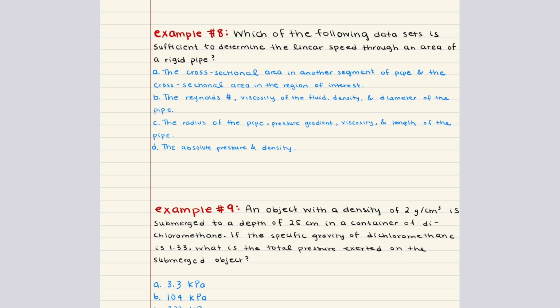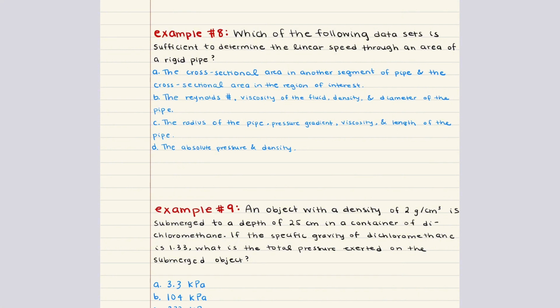B says the Reynolds number, viscosity of the fluid, density, and the diameter of the pipe. Now, this could be used to determine the critical speed at which turbulent flow begins, but there's no indication that there is turbulent flow. So B is not the correct answer either. C says the radius of the pipe, the pressure gradient, viscosity, and the length of the pipe. Now, this is the correct answer. This information would be sufficient to determine the flow rate through Poiseuille's law, and then that can be used to determine the linear speed by dividing by the cross-sectional area, which can be determined easily from the radius as well.